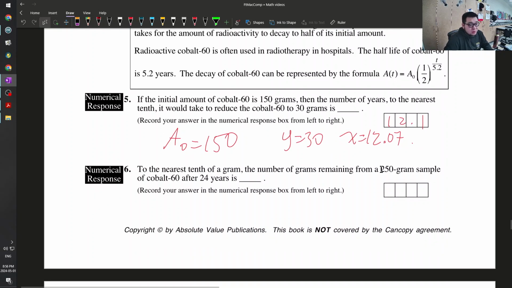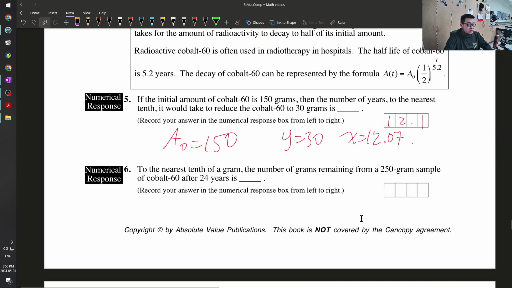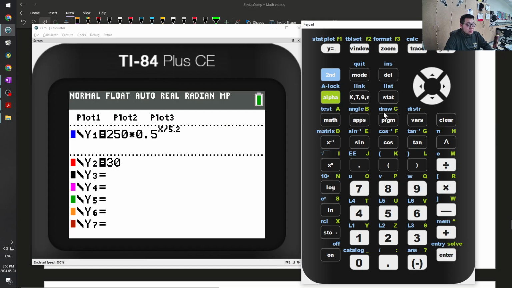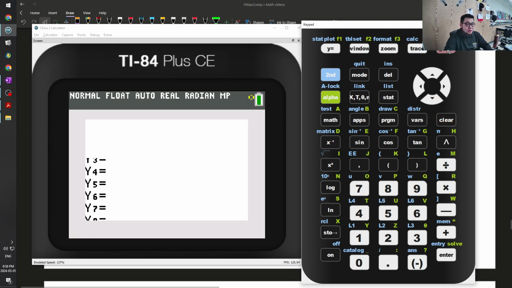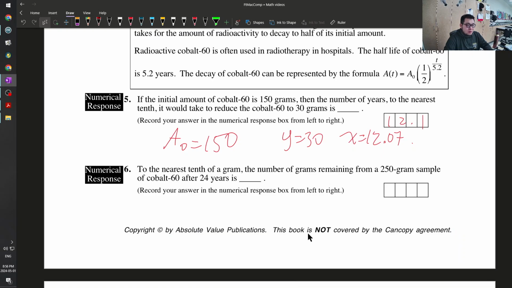Okay, so now instead of 150, I have a 250 gram sample. So 250 gram sample after 24 years. So I don't need this anymore. I want to see how much it has after 24 years. So trace 24, enter, 10.19 grams.